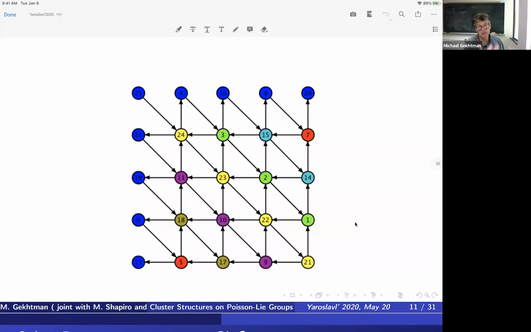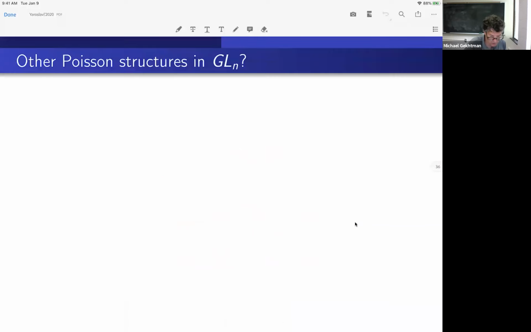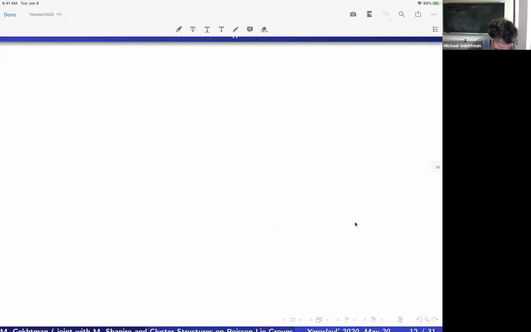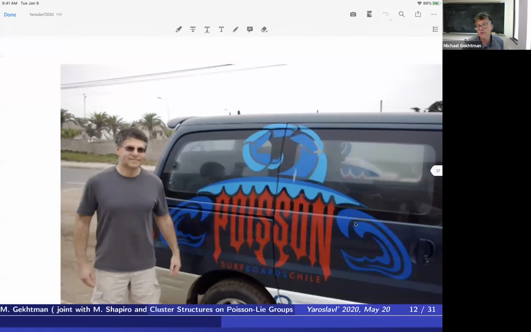Well, we started with a fixed group and a fixed Poisson bracket, and we produced this cluster structure, right? A nice family of log canonical coordinate systems. But there are other Poisson-Lie brackets on GLN. What can happen then? Here, unfortunately, I will have to stick with slides for now, because otherwise it will be hard. This picture just shows there is a whole truckload of Poisson structures that one can use here.